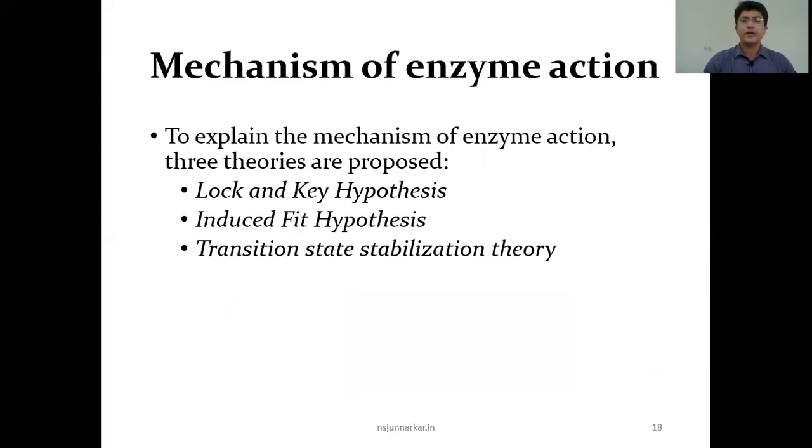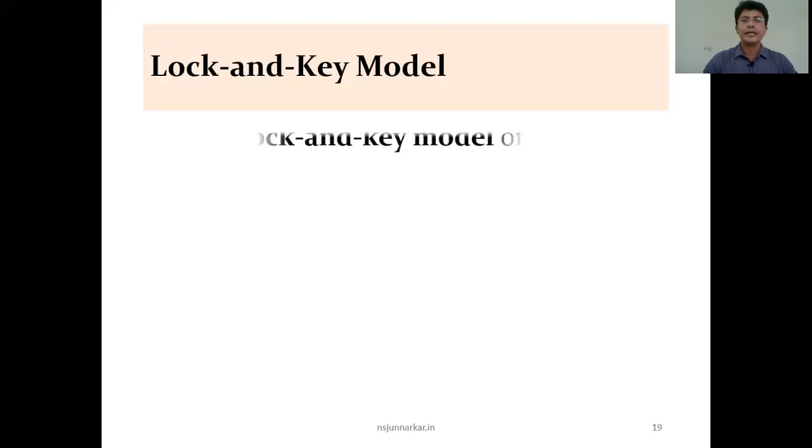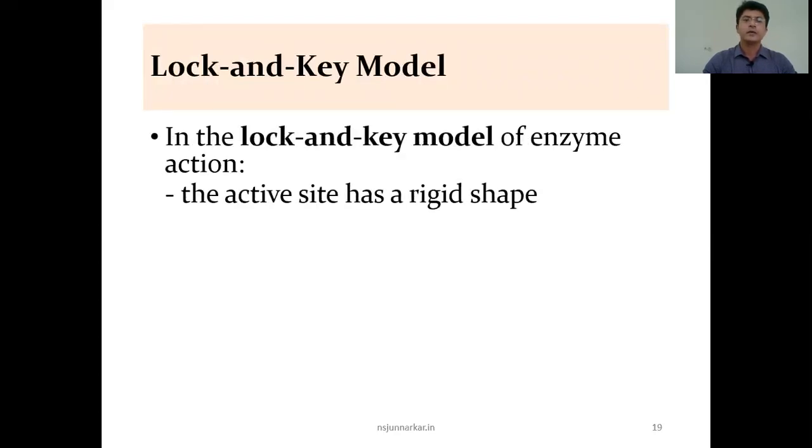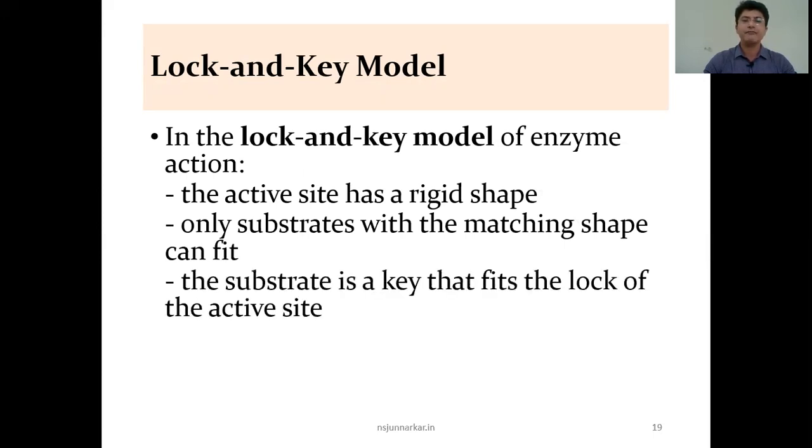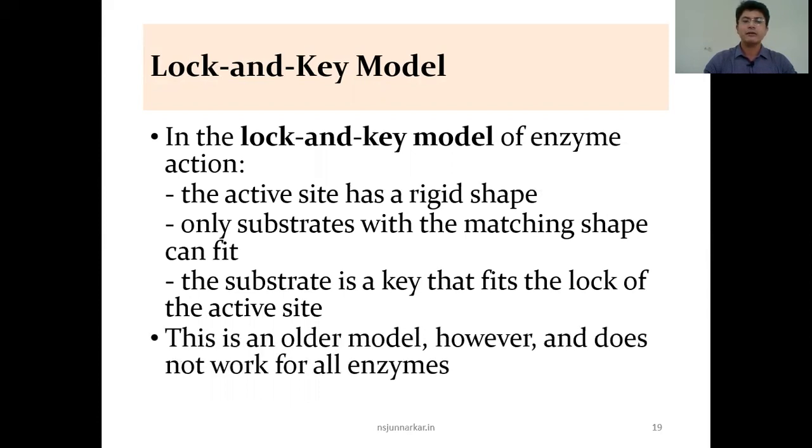Mechanism of enzyme action. To explain the mechanism of enzyme action, three theories are proposed: lock and key hypothesis, induced fit hypothesis, and transition state stabilization theory. Here, the lock and key model indicates how the enzyme binds to the substrate. The active site has a rigid shape according to this model, and only a substrate with the matching shape can fit into it. The substrate acts as a key which fits into the lock of the active site. Now this model is a very old one and does not work for all enzymes.